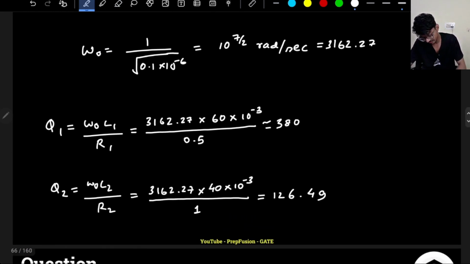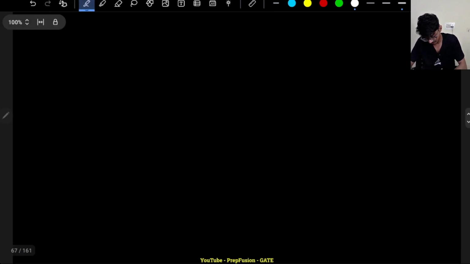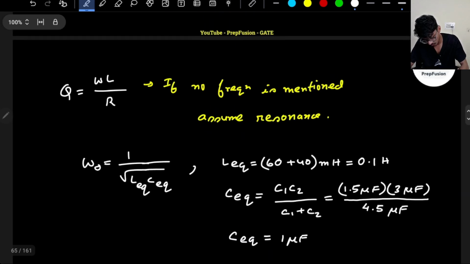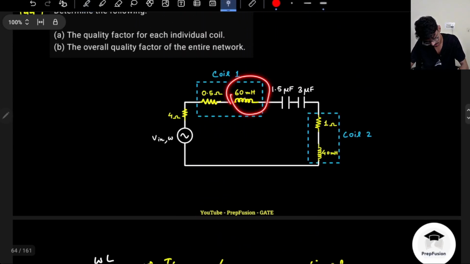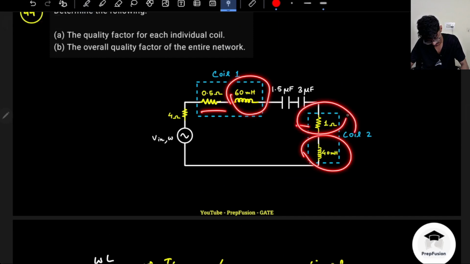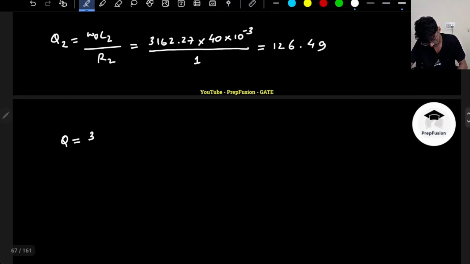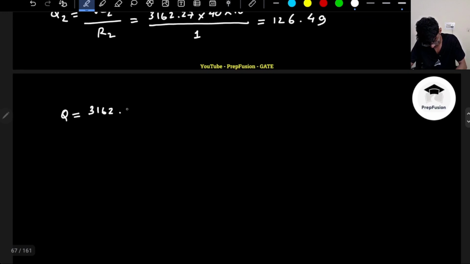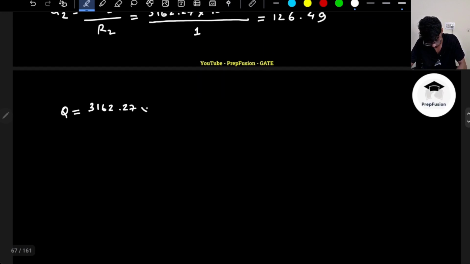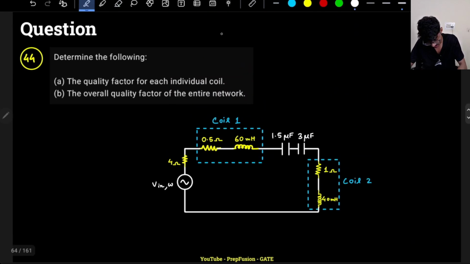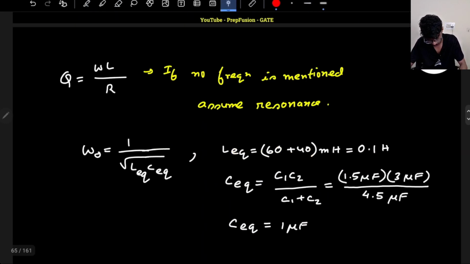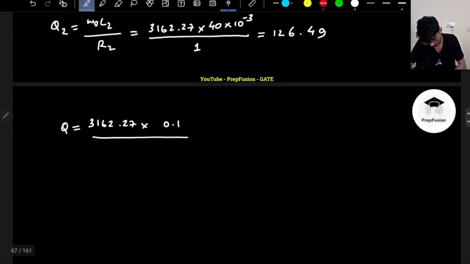Now overall, what will be the quality factor? Overall quality factor Q will be overall inductance divided by the overall resistance. So it will be omega naught, that is 3162.27, into overall inductance, which is 100 millihenry, so that is 0.1 only, divided by the overall resistance. Overall resistance is 0.5 plus 1, that is 1.5.